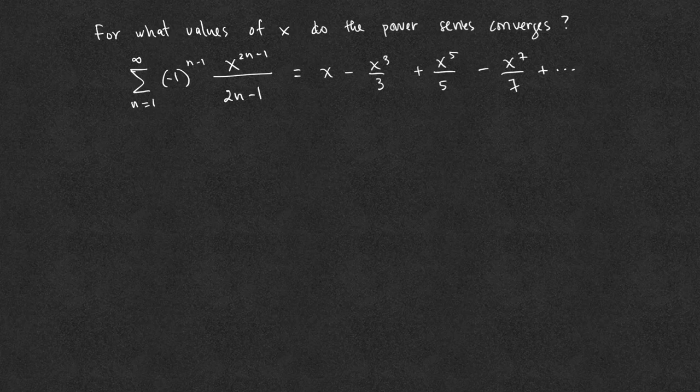For what value of x does the power series converge? The series, n goes from 1 to infinity, of (-1)^(n-1) x^(2n-1) over 2n-1.